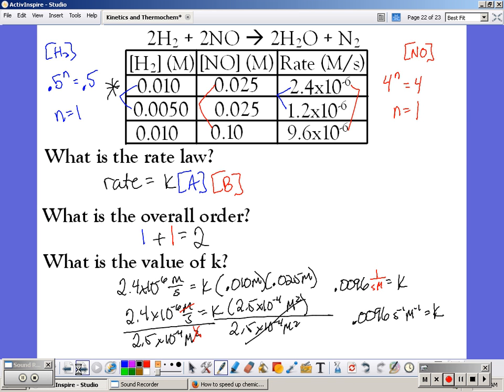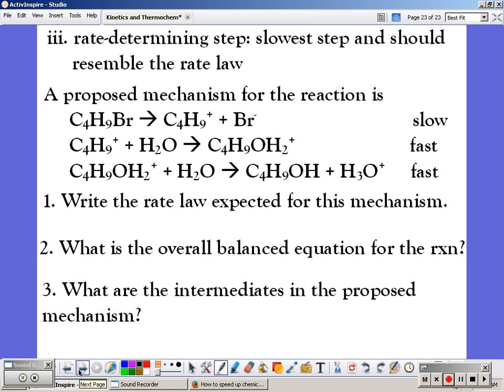If we're given a reaction mechanism, then we can actually determine the rate law simply by looking at the rate determining step. The rate determining step is always the slowest step. You're only as fast as your slowest runner. So they would have to tell you which one is fast and which one is slow. So the slow step, or the rate determining step, happens to be the first one here.